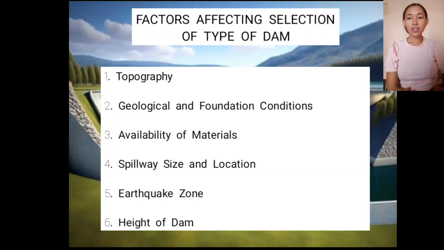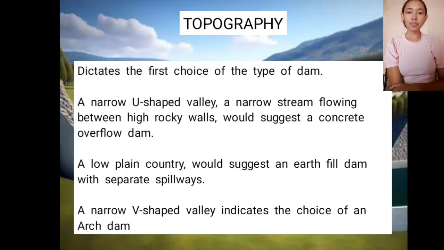Factors affecting selection of type of dam. First is topography. Second, geological and foundation conditions. Third, availability of materials. Fourth, spillway size and location. Fifth, earthquake zone. And lastly is height of dam. Topography dictates the first choice of the type of dam. A narrow U-shaped valley, a narrow stream flowing between high rocky walls would suggest a concrete overflow dam. A low plain country would suggest an earth-filled dam with separate spillways. A narrow V-shaped valley indicates the choice of an arch dam.